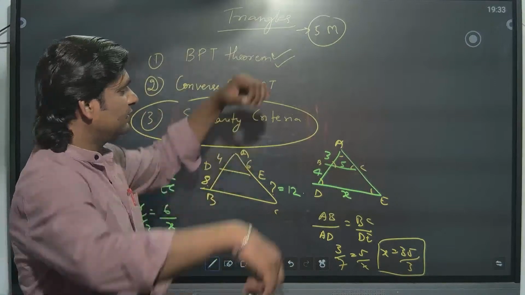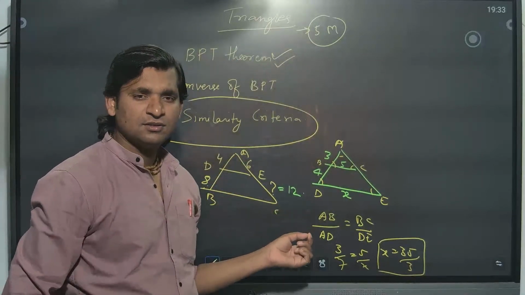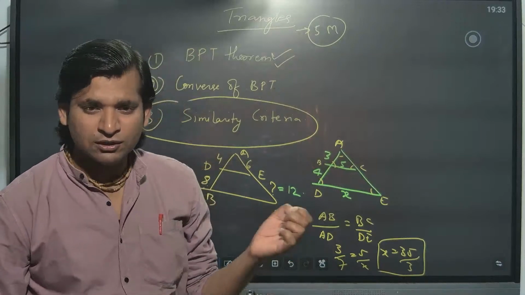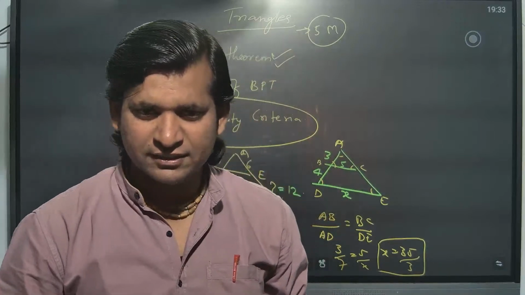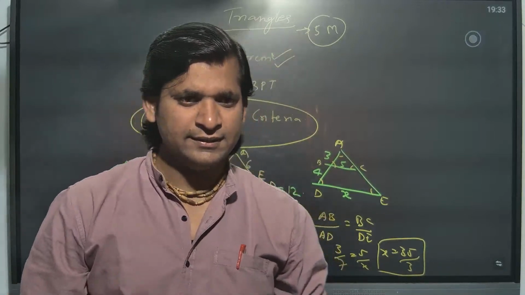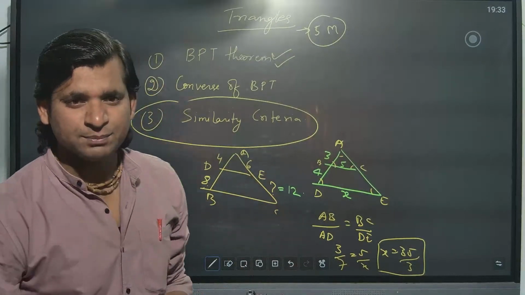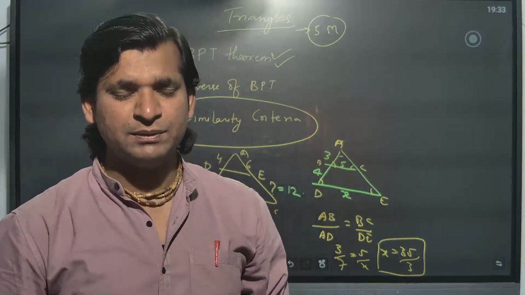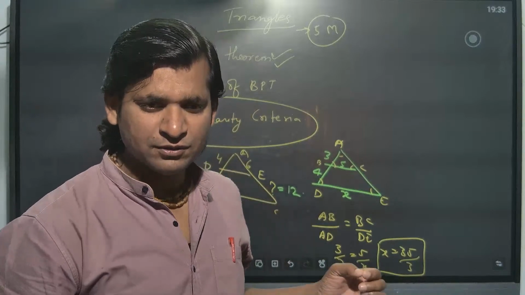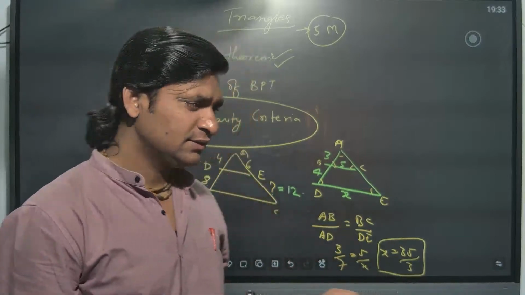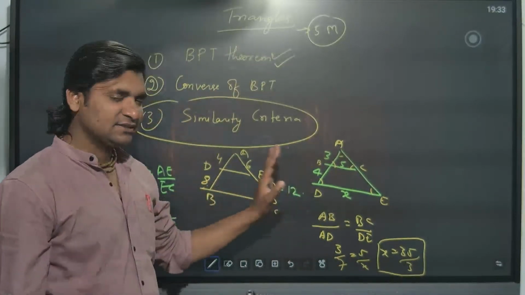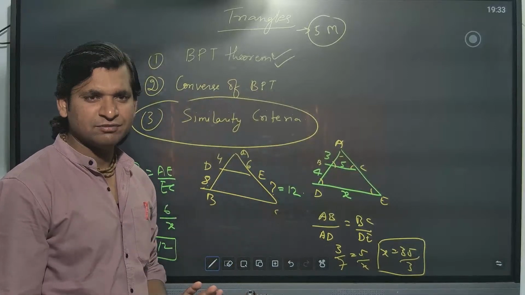So these are the numericals. Only numericals you will get in the triangle chapter. Okay. So I hope you will practice this. Practice today BPT, converse of BPT, and problem based questions like this. 5 to 10 are enough.